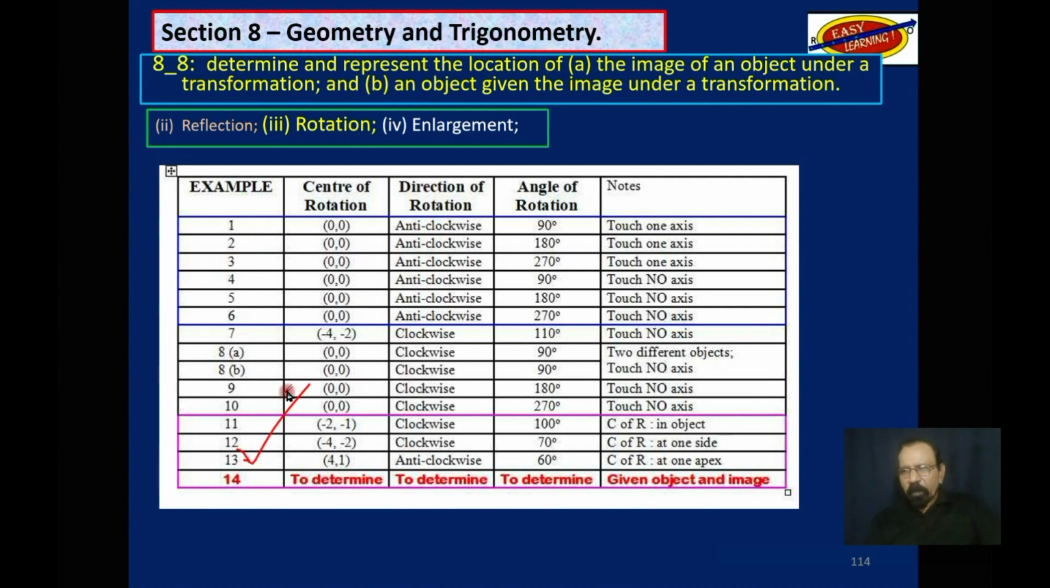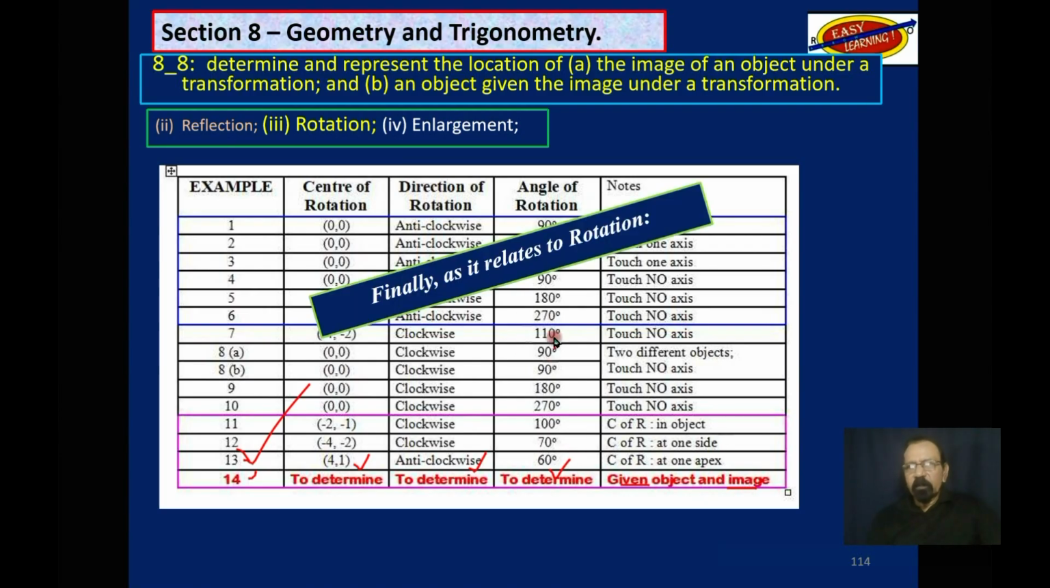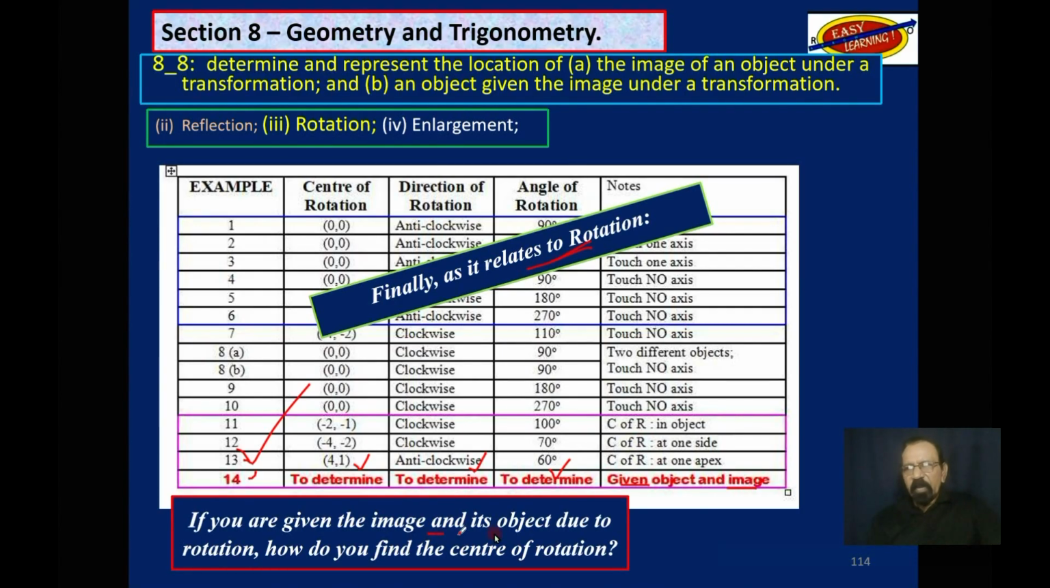They're fairly simple. One principle really you had to learn. Now, example 14. If you are given the object and the image, how do you determine the center of rotation, the direction of rotation, and the angle of rotation? Now, this is what we'll spend the next few minutes on. So this is the last thing we are doing on rotation. So if you are given the image and its object due to rotation, how do you find the center of rotation and also the angle of rotation and the direction of rotation?